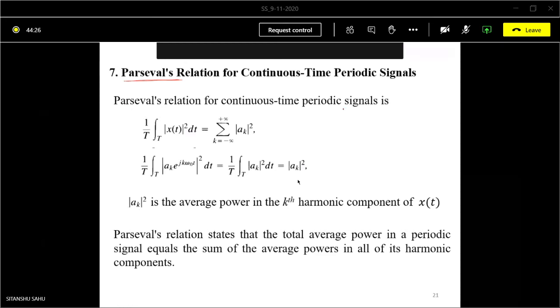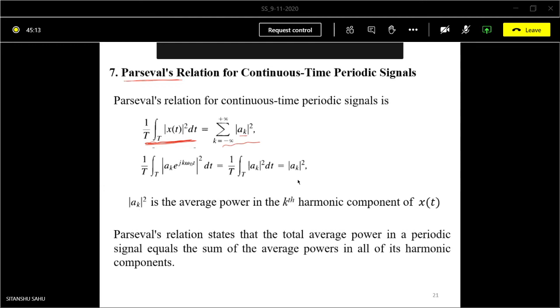So Parseval's relation for a continuous time periodic signal is defined as 1 upon T, integration over T, |x(t)|^2 dt. This is the energy in the signal in the time domain, and it is equal to the summation of |a_k|^2, the summation of the Fourier coefficients, k goes from -infinity to infinity. So this is the energy in the frequency domain, and this is the energy in the time domain. Both are equal, so the energy is conserved. The only thing is that we are representing x(t) in terms of a_k in the Fourier domain.